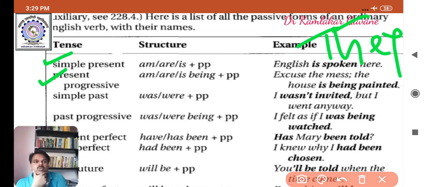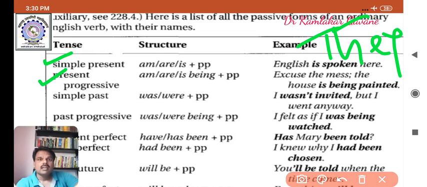The house is being painted. The sentence, the house is being painted. Change it into active voice. Take the same subject: they are painting the house. We are changing passive to active voice.